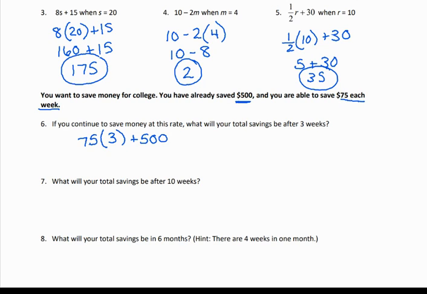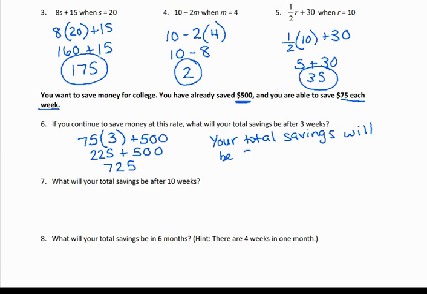So we will multiply 75 times 3 gives me 225. And then we'll add 225 to 500, and that gives me 725. And remember, we like to write those in a complete sentence. So if you continue, what will your total savings be? So your total savings will be $725. Make sure to put that dollar sign.